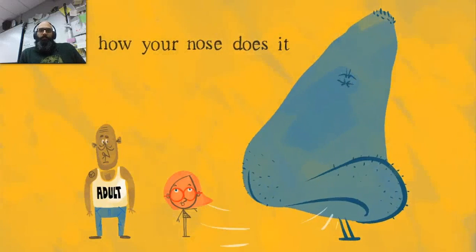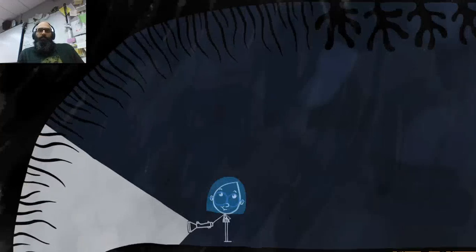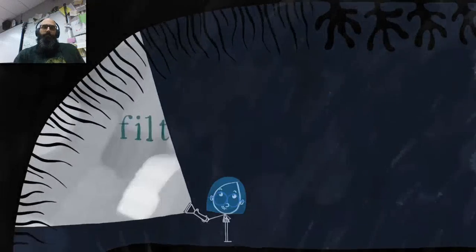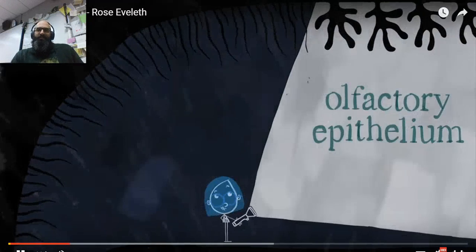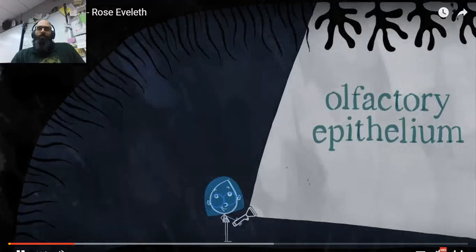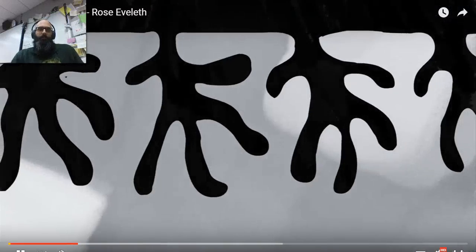Smell starts when you sniff molecules from the air into your nostrils. 95% of your nasal cavity is used just to filter that air before it hits your lungs. So if you didn't notice this, these are nose hairs. But at the very back of your nose is a region called the olfactory epithelium, a little patch of skin that's key to everything you smell.